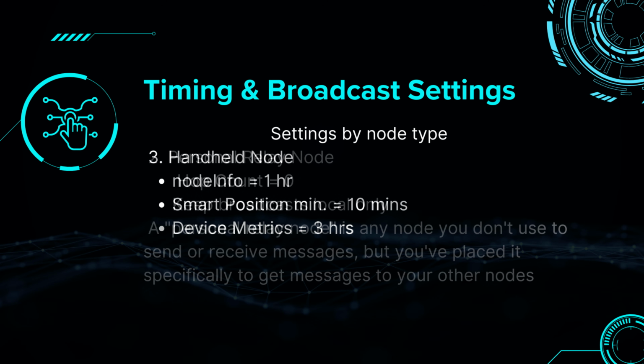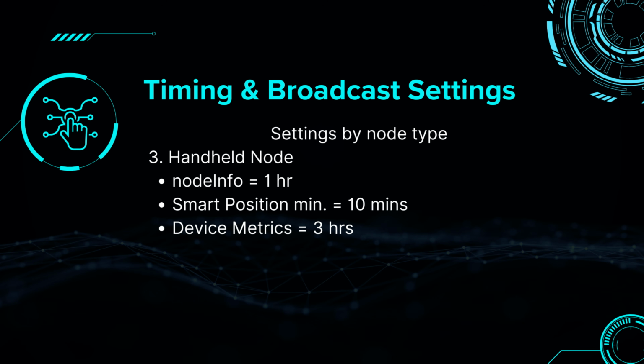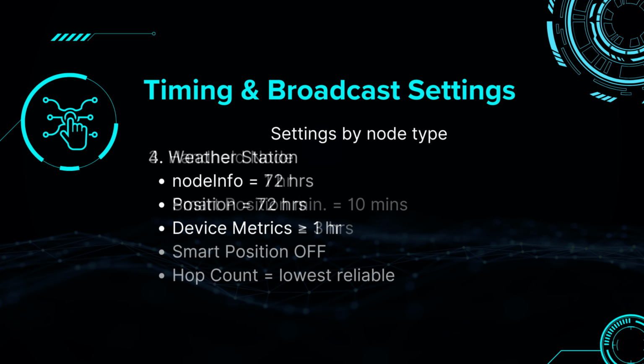So handheld nodes, your node info every hour, smart position every 10 minutes plus, if you're using that feature at all, and then metrics every 3 hours. And then if you have a weather station, minimal broadcast, hop counts as low as possible. So that's basically where we're going to go there.